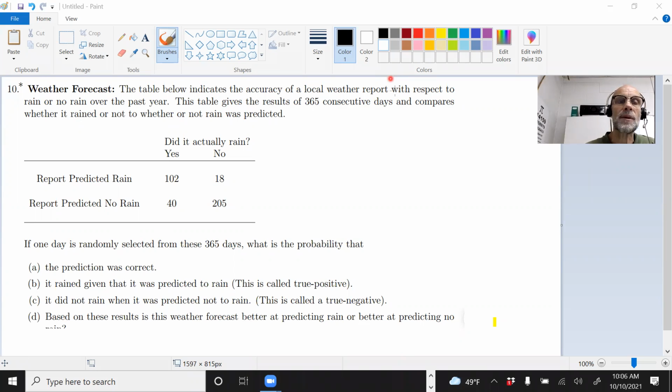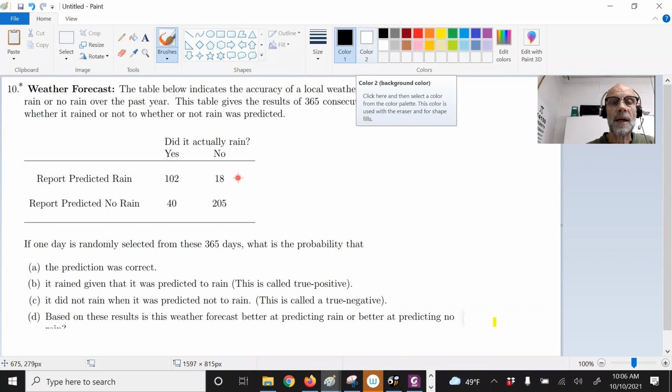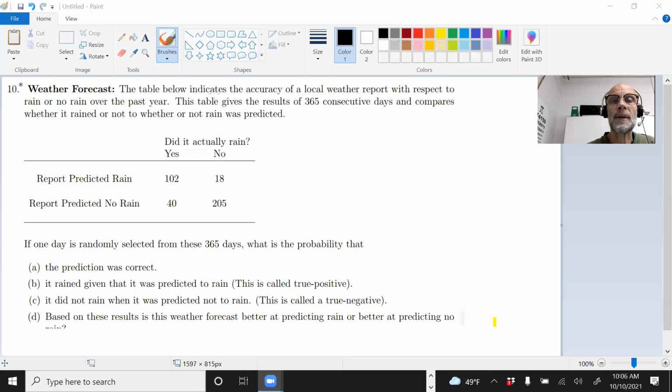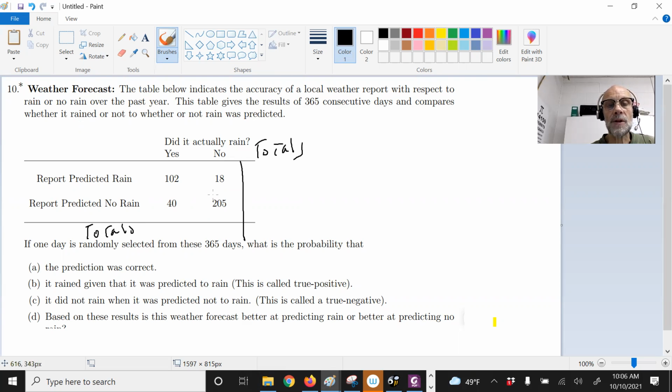What I'm going to do is use Paint's tools. Now I can see that cursor a little better. So I'm going to do the totals here, and here. And of course I know the table total is 365 days. Let me put some lines in there, that helps my eyes tracking better.